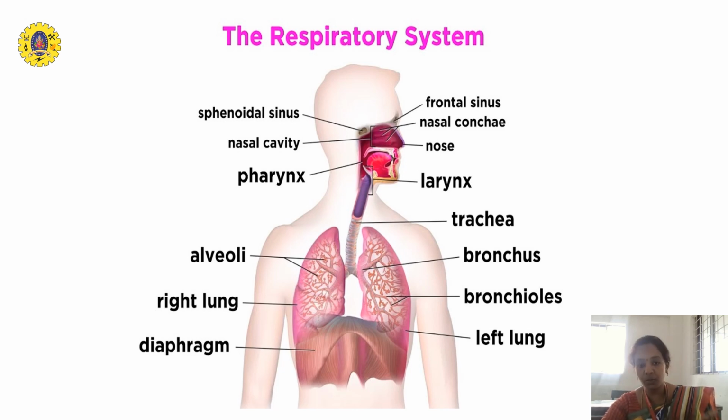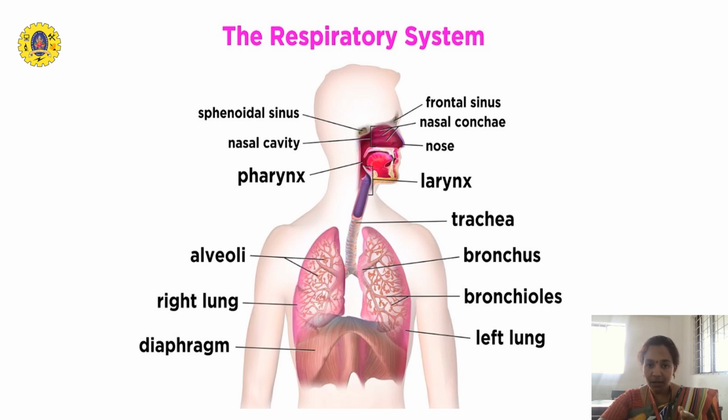The bronchus leads to bronchi. Bronchi lead to bronchioles, and bronchioles lead to the air sacs. Those small minute air sacs are called alveoli. We have the left lung and right lung balanced by means of a muscle called the diaphragm.